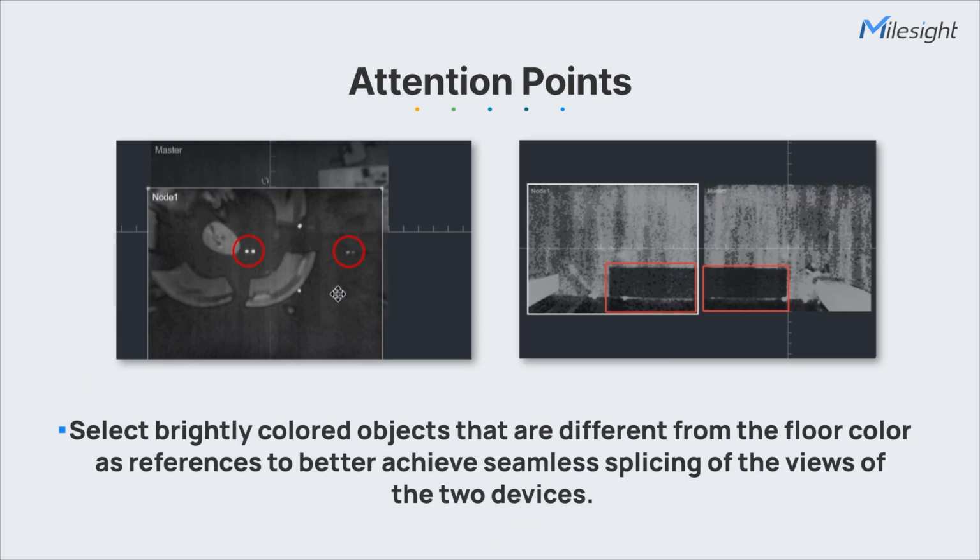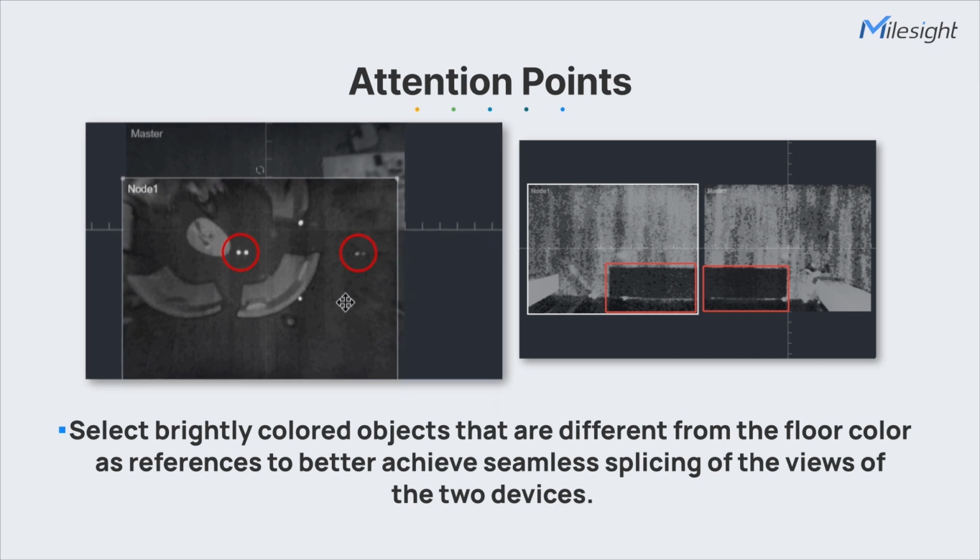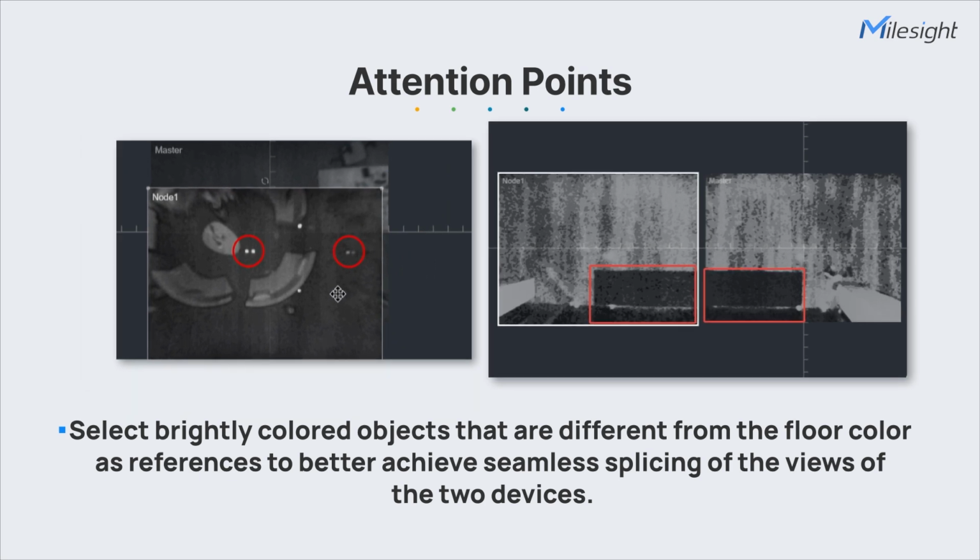Third, when the reflective strips provided are not obvious on the test floor, it is recommended to place a brightly colored reference object that is different from the floor color to better achieve seamless splicing of the views of the two devices. In this video, for PoE connections, we use reflective strips as highlight marks, and for Wi-Fi connections, we use carpets as highlight marks.